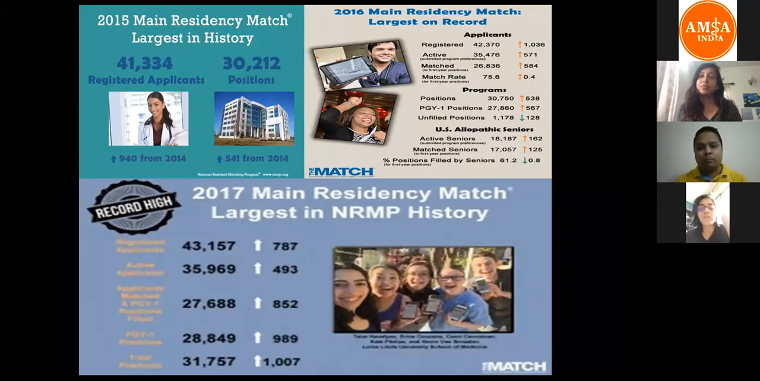Now, when I compare the 16 to the 17 statistics, I can also say that a total of 787 registered applicants increased in comparison with 16 to 17, and an all-time high 989 total number of PGY1 positions increased in the year 2017. So seats are equally increasing in the US. That is the biggest punchline over here. So we know that yes, there are a lot of opportunities which are multiplying in the US as of now.